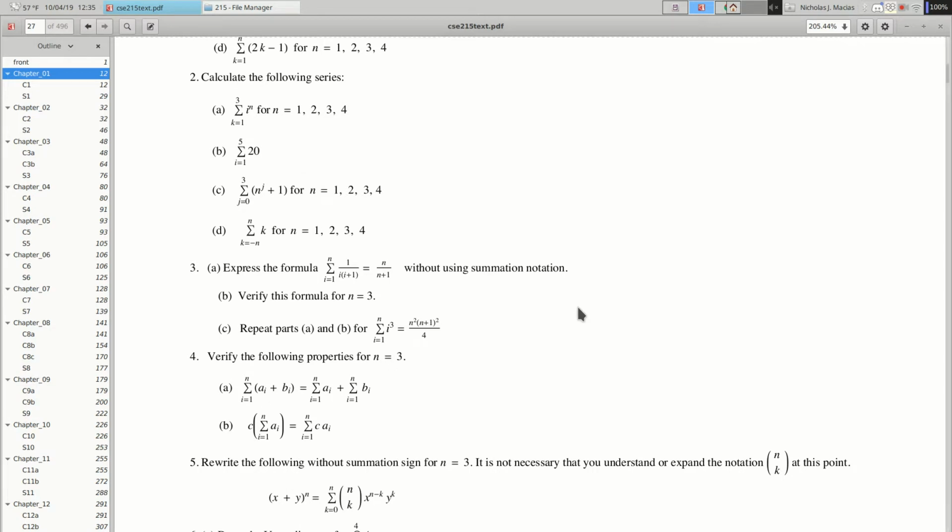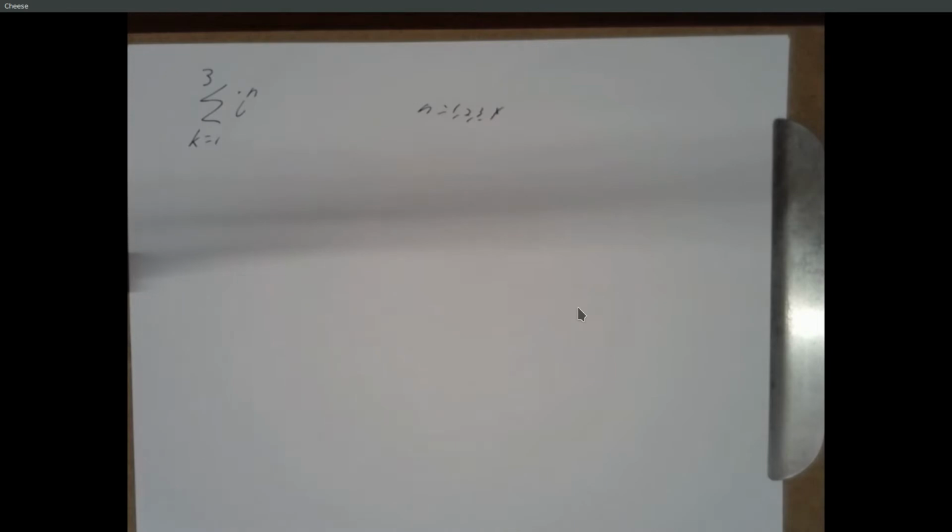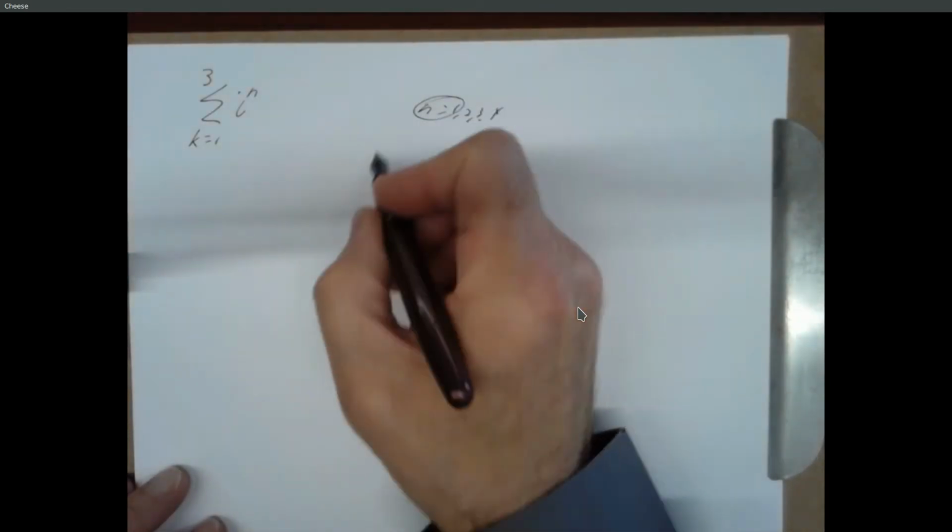So question 2, calculate the following series. These are plug-in questions. Sum from k equals 1 to 3 of i to the n, n equals 1, 2, 3, 4. So this one is potentially a typo, but possibly not. So let's just pick the n equals 1 case, okay?